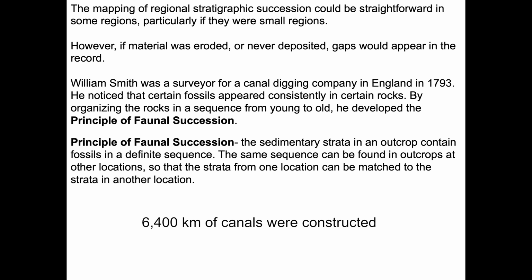By organizing the rocks in a sequence from young to old, he developed the principle of faunal succession. This is that sedimentary strata in an outcrop contain fossils in a definite sequence. The same sequence can be found in outcrops at other locations, such that the strata from one location can be matched to the strata in another location. That might not seem quite straightforward from the definition, but it will when we look at an example in a few minutes. Basically, more recent stuff is above more ancient stuff consistently.